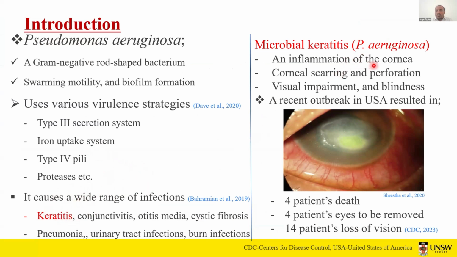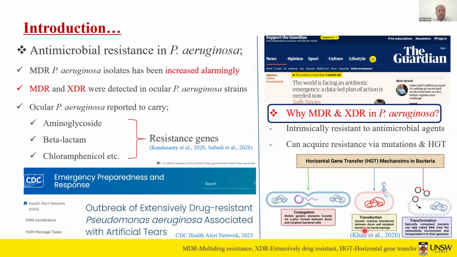Keratitis is an inflammation of the cornea, which leads to corneal scarring and perforation. If left untreated, it leads to visual impairment and then blindness. Surprisingly, a recent outbreak in the United States resulted in 4 patients' deaths, 4 patients' eyes being removed, and 14 patients' loss of vision.